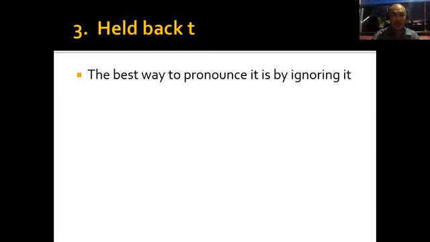Okay, number three, we have the held back T. So the best way to pronounce the held back T is by ignoring it because usually it comes at the end of a word.